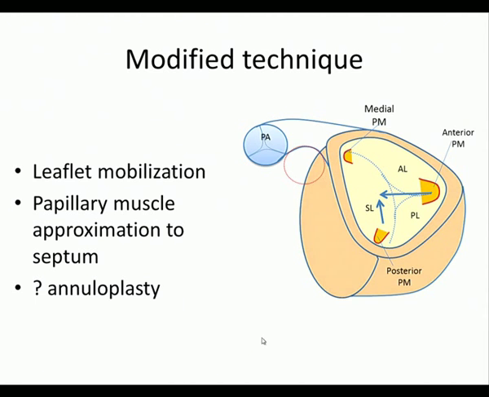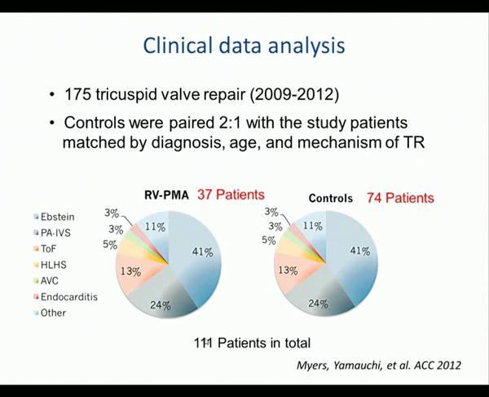And in those cases, in fact, what we found is it's actually been pretty helpful. And this is a study that we published a couple of years ago now, looking at our experience over a 3-year time period with this right ventricle papillary muscle approximation. At that point, we had only 37 patients. Now we have over 120 patients where we've done this, compared to controls where we didn't do it.